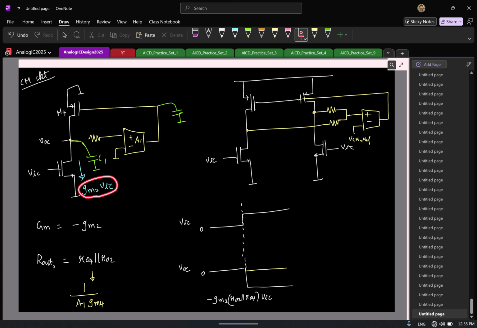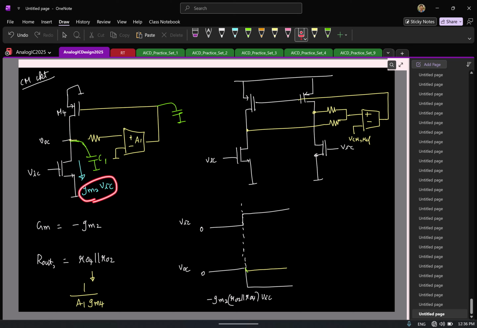I have a current GM2 VIC getting drawn from the capacitor. So the voltage will reduce, right? So basically now it will try to reduce. And let us say this current is constant and you just have a capacitor. What is the slope at which the voltage will drop here?